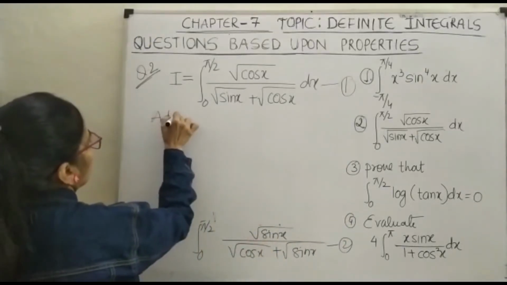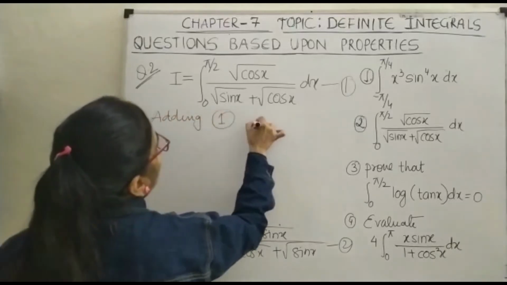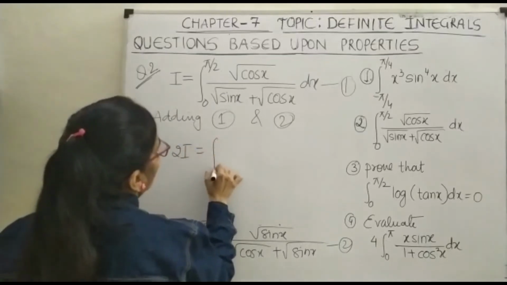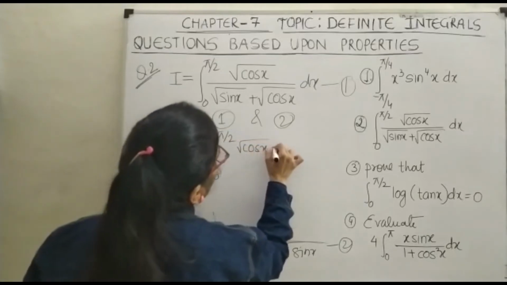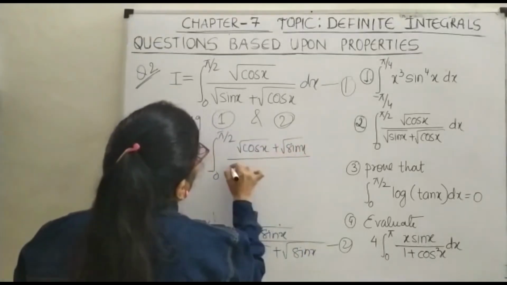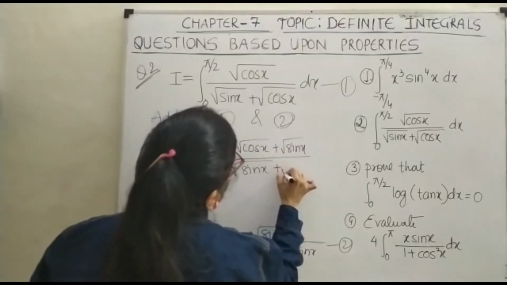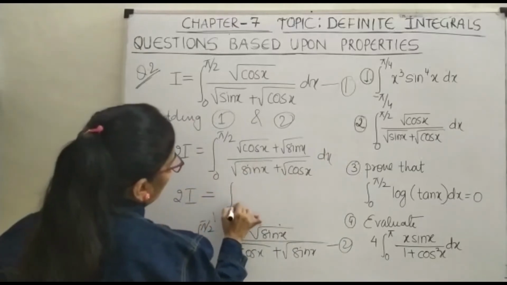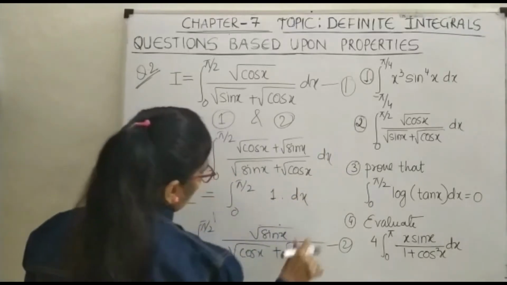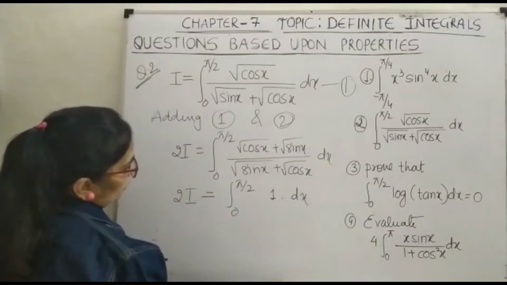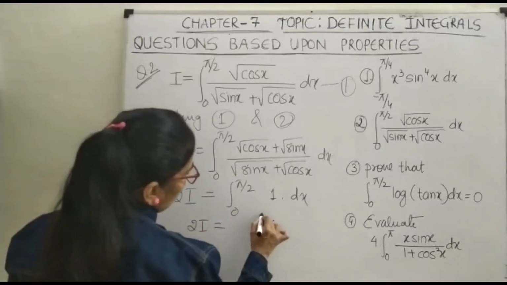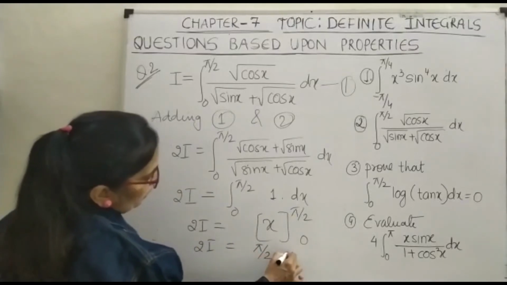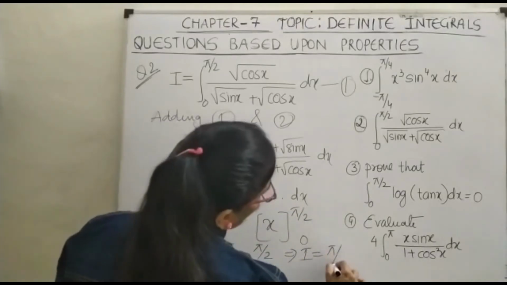adding 1 and 2, I plus I, this becomes 2I is equal to the integral from 0 to pi by 2 of (under root cos x plus under root sin x) upon (under root sin x plus under root cos x) dx. Right? Now this takes the form 2I is equal to the integral from 0 to pi by 2 of 1 dx. Now 2I is equal to x from 0 to pi by 2. Now 2I is equal to pi by 2, which implies I is equal to pi upon 4.